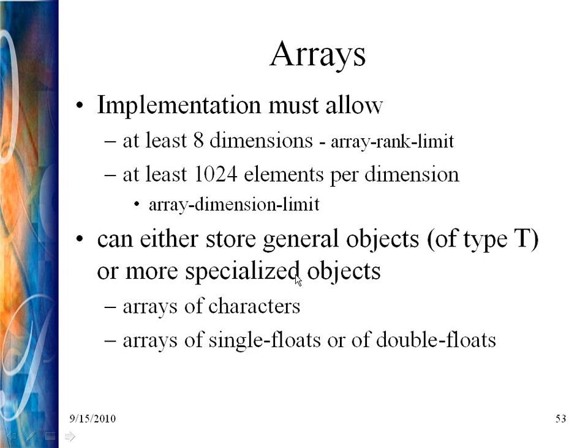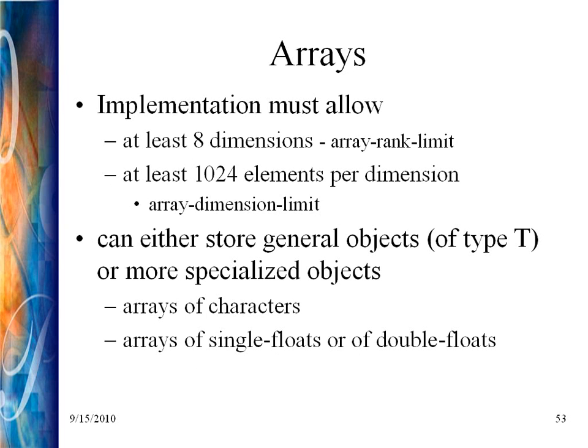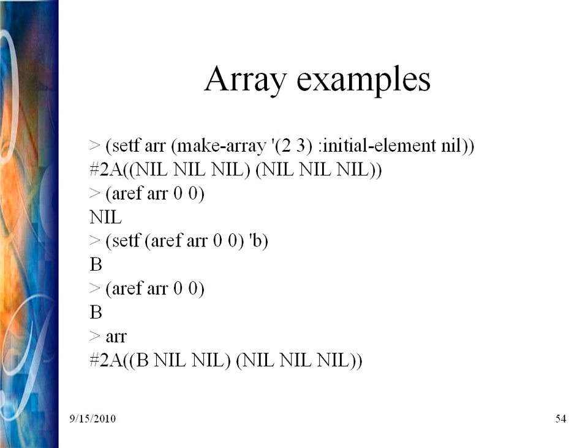The thing about specialized arrays is that they can be manipulated much more efficiently if you provide correct declarations to the compiler. So here's an example. Arrays are created with make-array. You specify the dimensions. You can optionally specify initial elements, and indeed initial contents, an element type, and various other arguments. But here's the array.